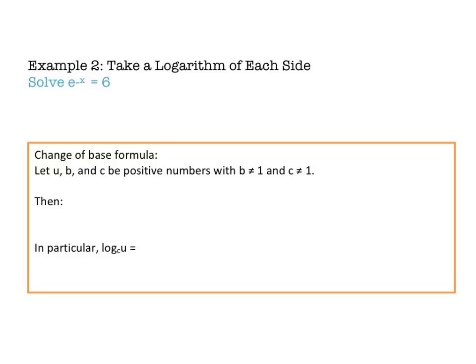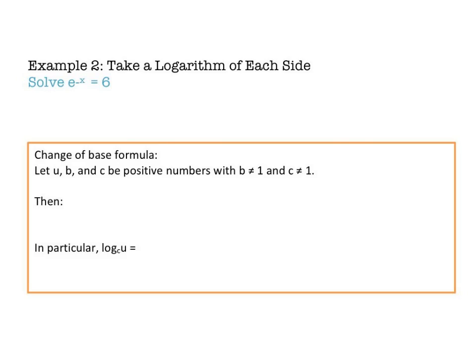This example that we're going to look at is going to involve this change of base formula that we haven't really talked about yet. So what I want to do is get us started and then go back and write down the definition for the change of base formula and then incorporate it into the problem. So I have this problem, e to the negative x power is equal to 6.